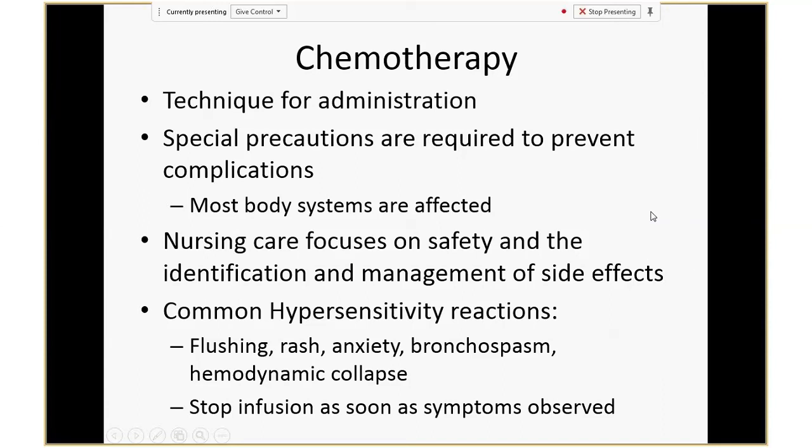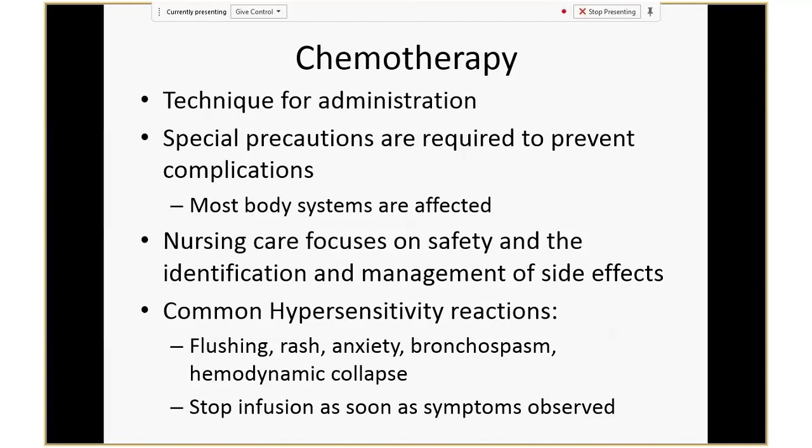So with chemotherapy, there is a special technique that you use for administration. They do gown up really well. They put a shield on to make sure the chemotherapy doesn't spray in their eyes. And also their patients are probably immune compromised, so they want to make sure they're not introducing any new bacteria or infection into the ports that the chemotherapy is going through.